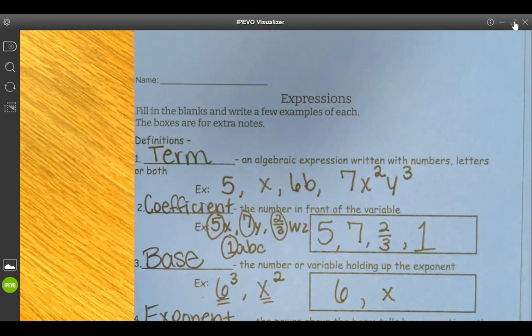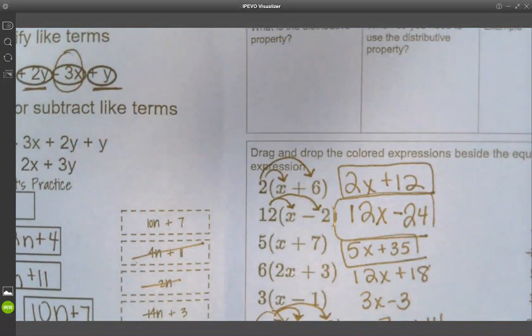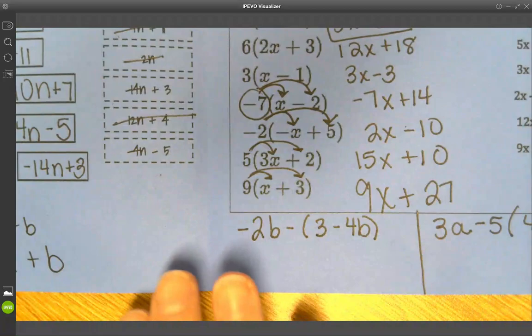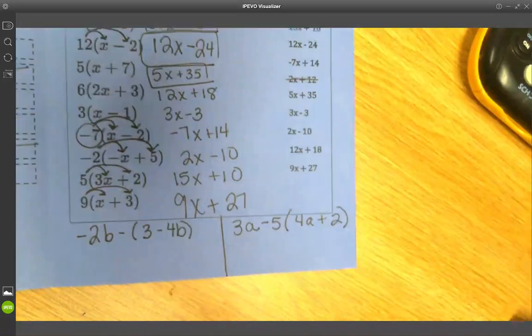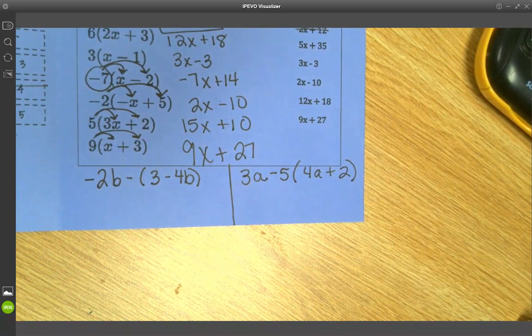We're going to finish our notes from yesterday. We had a couple of extra examples at the very end. So if you would look with me on the bottom, these two extra problems that we wrote. So we're going to work these out.